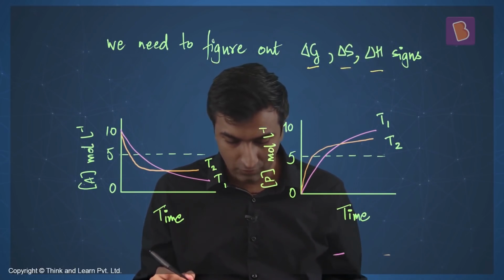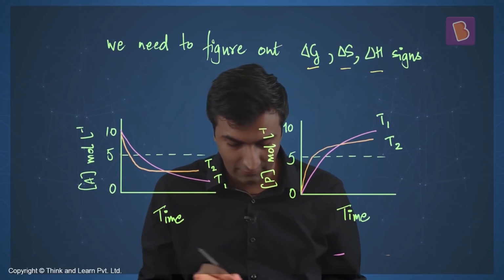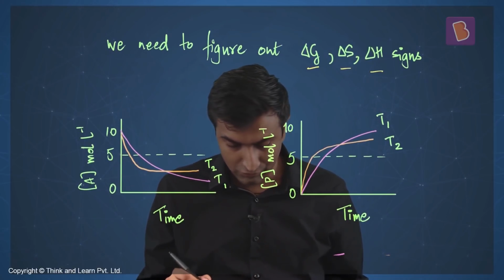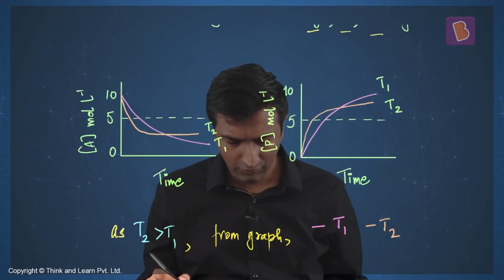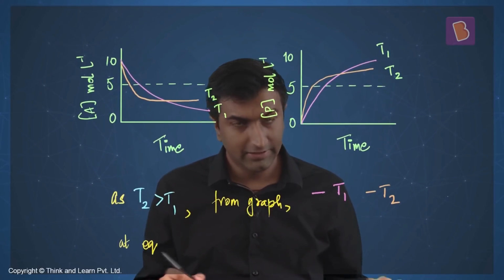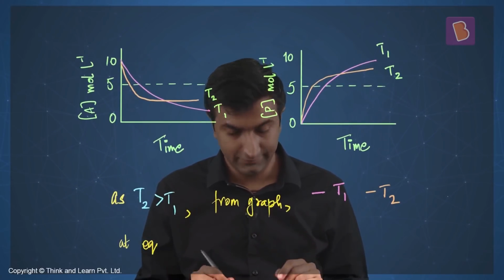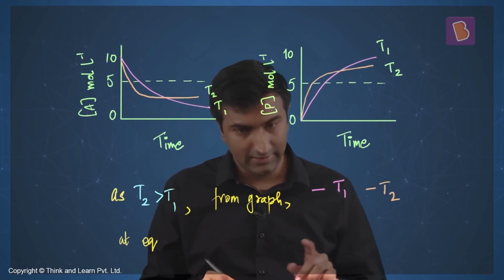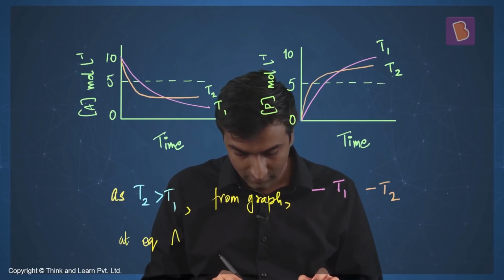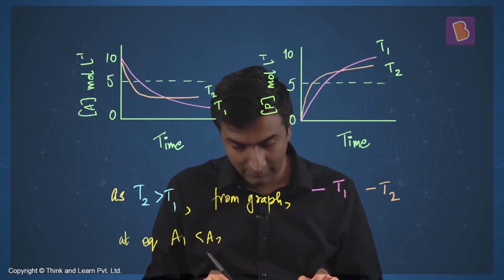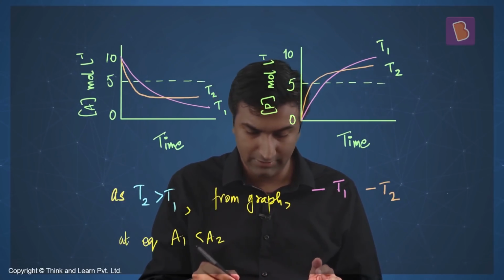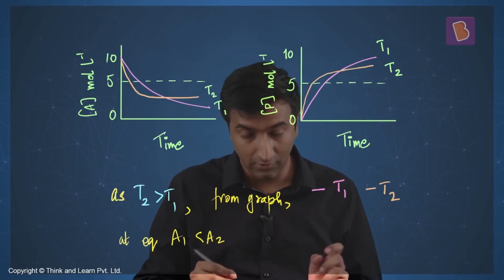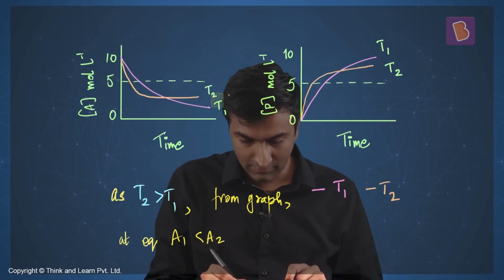All right. So this is the graph over here. The colors just show the different times. So as T2 is greater than T1, from the graph, this is at equilibrium. I can say right from here that A1 is less than A2. What is A1 and A2? The concentration of A at temperature 1 and temperature 2. You see that, right? The pink line is below the orange line.